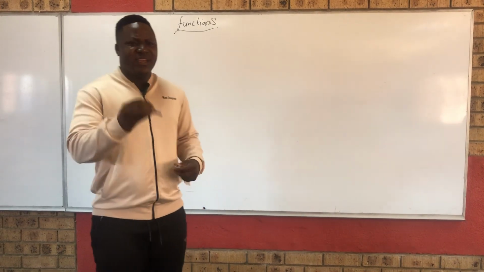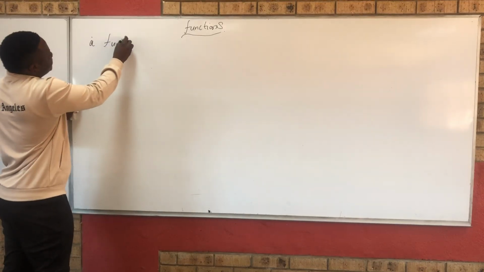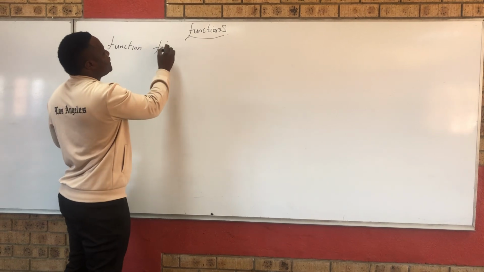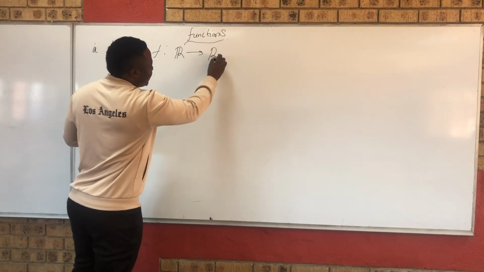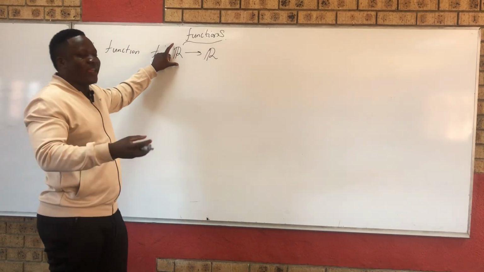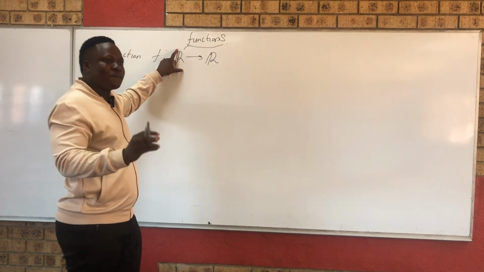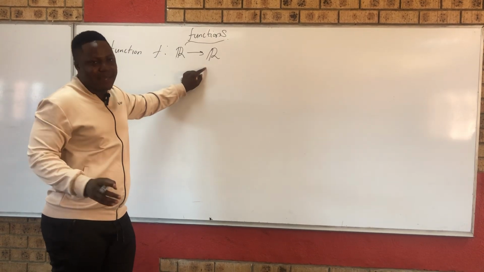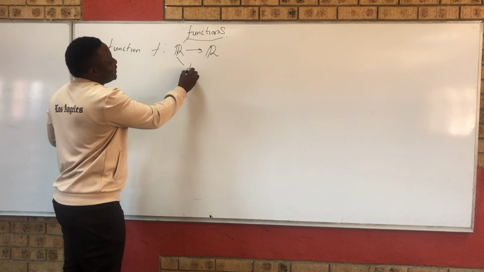What a function is. A function f is simply a function that maps real numbers to real numbers. So this means that you have real numbers, you put them into a given function, and you get out a real number.